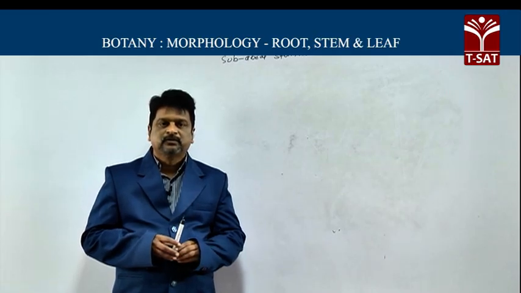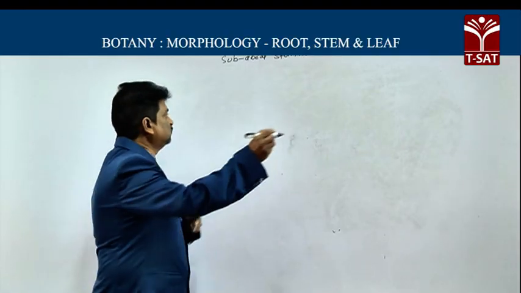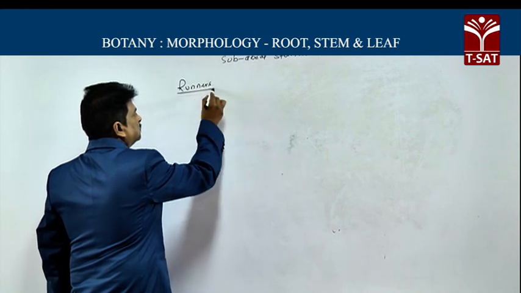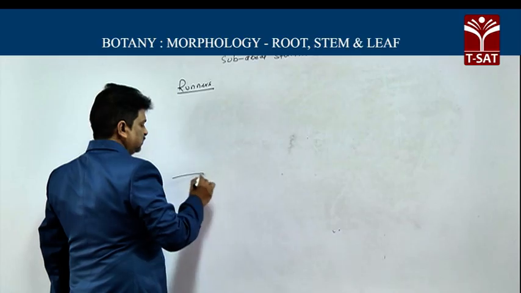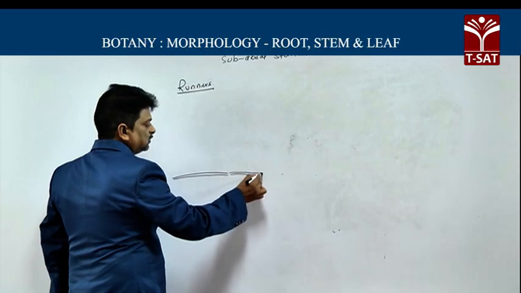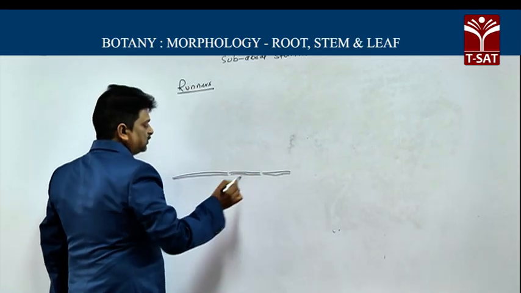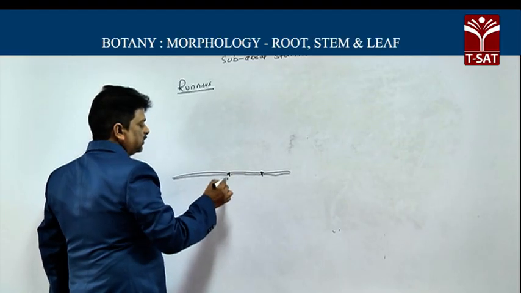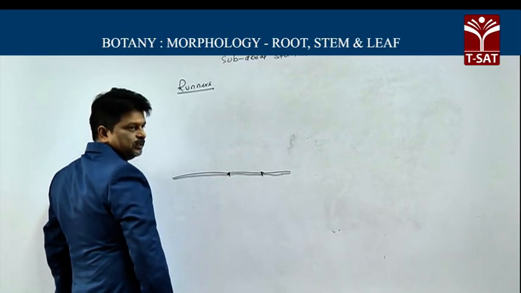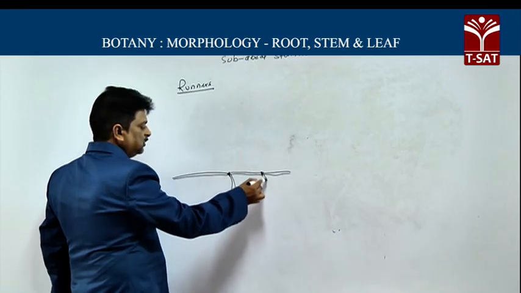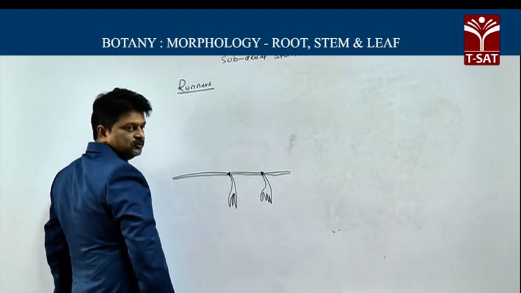Based on growth pattern, the subaerial stem modifications are divided into four types. Among these, the first one is runners. A runner is a weak stem plant. The stem grows horizontally, and it is rooted at every node. It means at every node it produces adventitious roots.